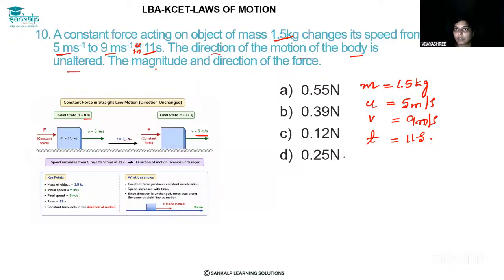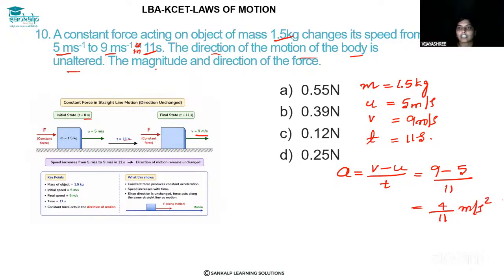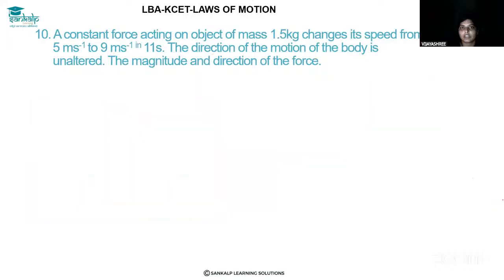To calculate force, we first need acceleration. Acceleration is equal to final velocity minus initial velocity divided by time, which is equal to final velocity 9 minus initial velocity 5 meter per second divided by 11 seconds, which is equal to 4 by 11 meter per second square. Acceleration is 4 by 11 meter per second square.